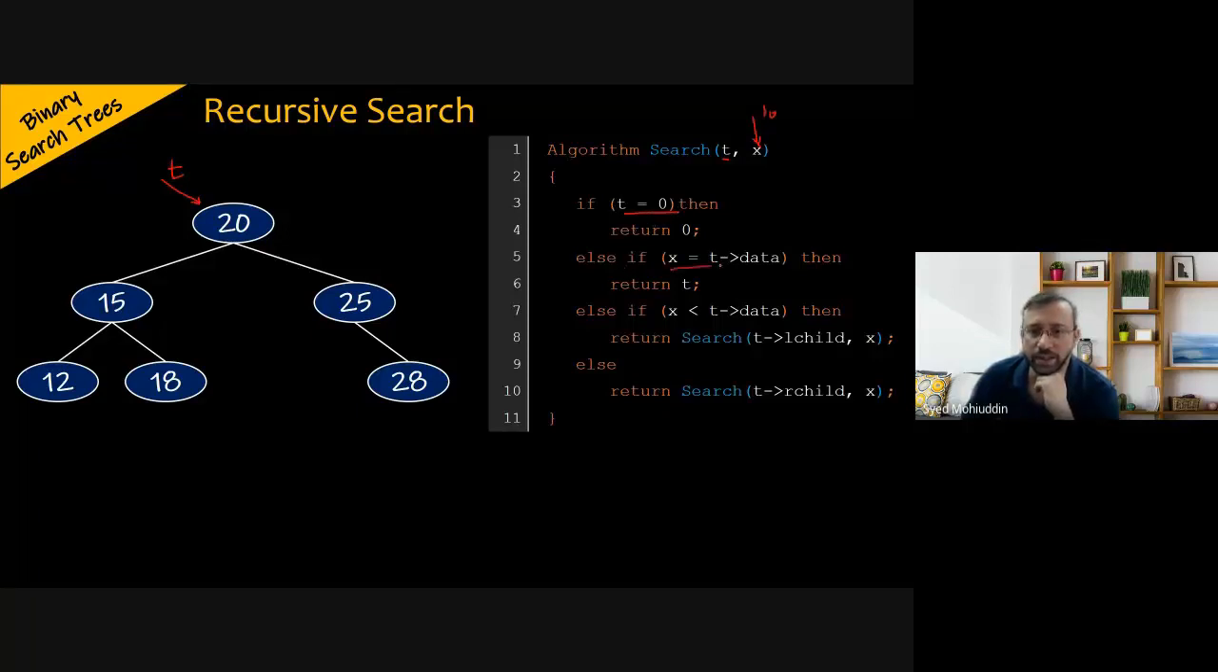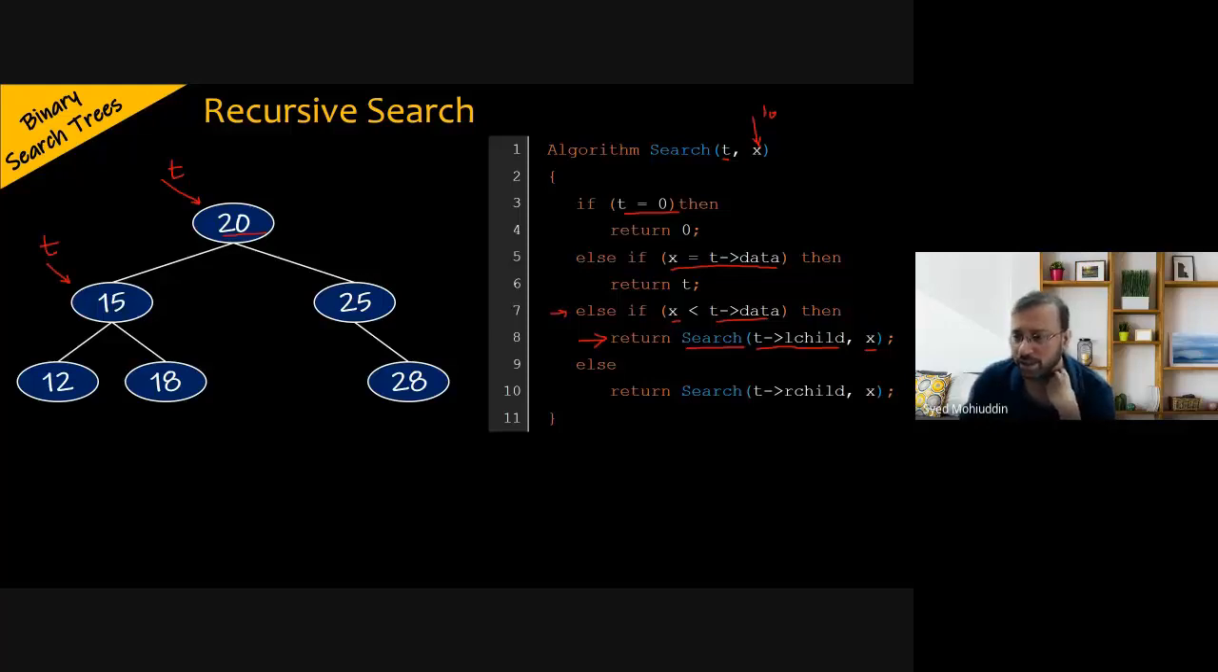So the if statement executes, X equal to T arrow data, which is X is 10 equal to 20, is false. So we have the else if part. In the else if part, we check whether X, which is 10, is less than T of data, which is 20, is true. So we recursively call the search algorithm, that is the same algorithm, passing T of left child. So T will now be representing the left child of node 20. And obviously X is the same, that is 10, which is the key we are trying to search.